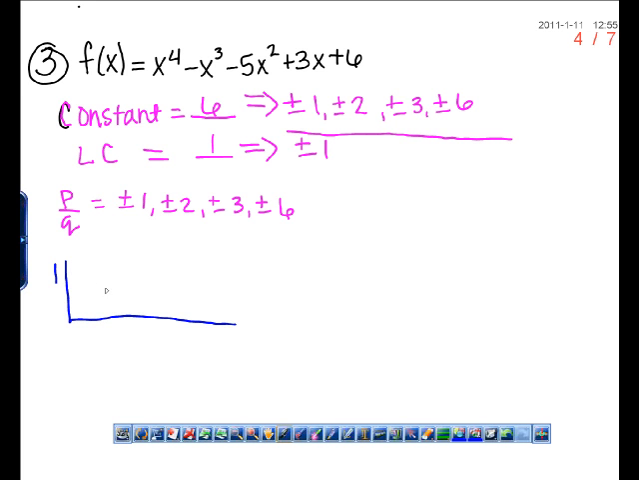Set up synthetic division using our quartic up here. 1, negative 5, 3, and 6. Work it on your paper and then look up here to check your work.